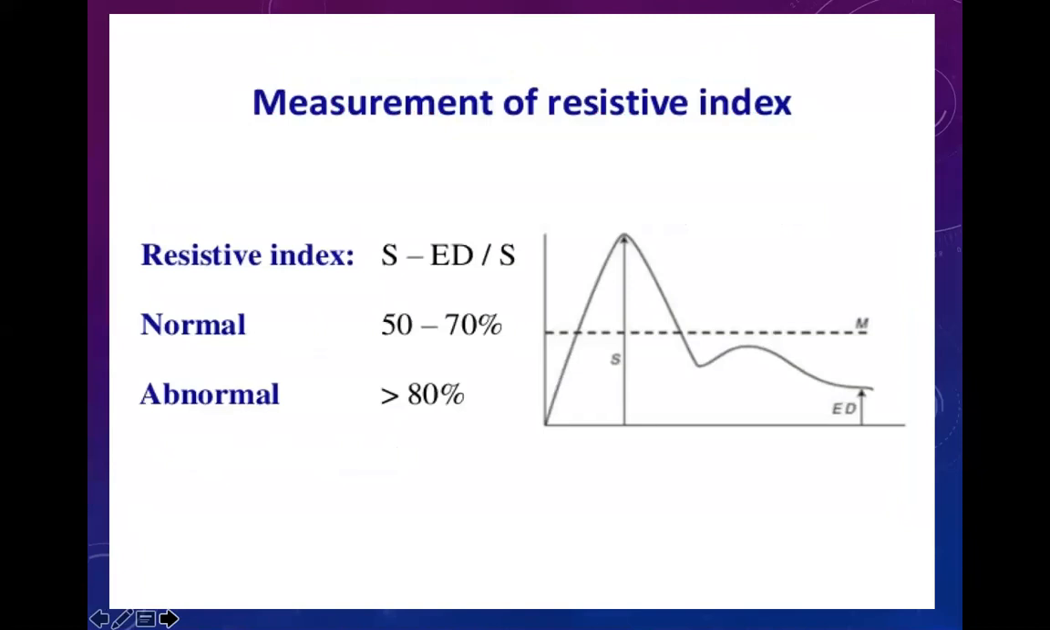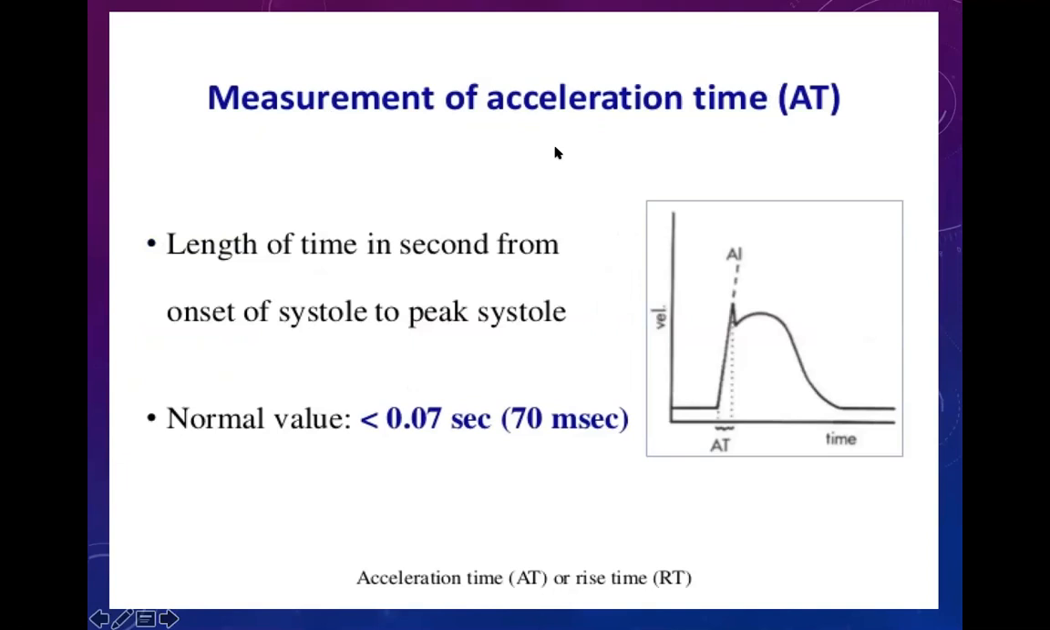So in this, as we talked last time, the RI is a very, very important index for the renal arteries. We use it for other arteries as well, but in the renals, it is very important. There is the resistive index. From this graph, you can see this is the peak that is achieved, and this minus the end diastolic divided by the peak systolic is the RI. Normal is 50 to 70, and if it is more than 80%, then that means that the resistive index is abnormal, more than 80.